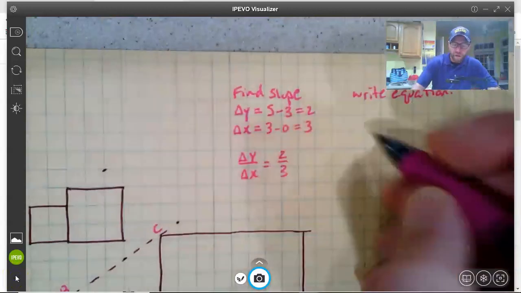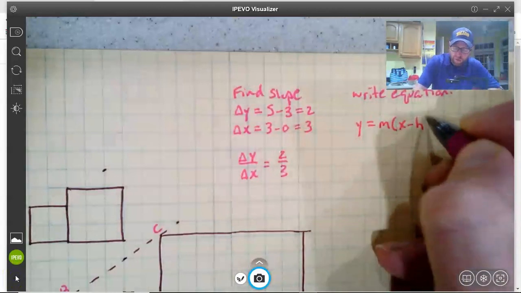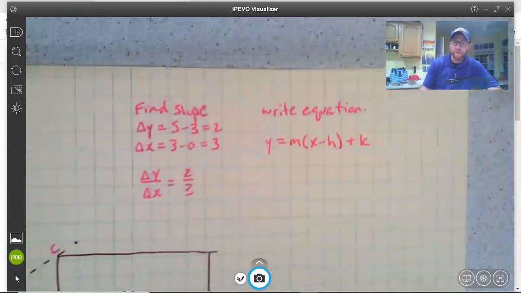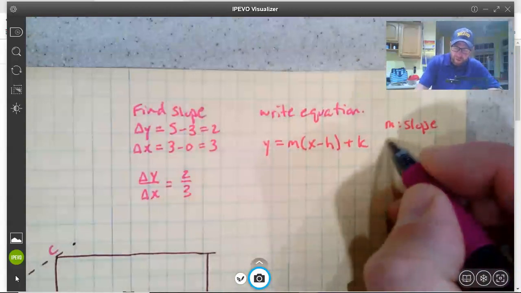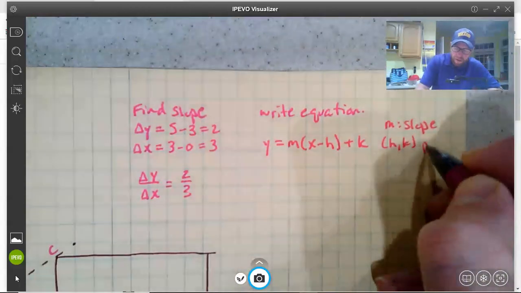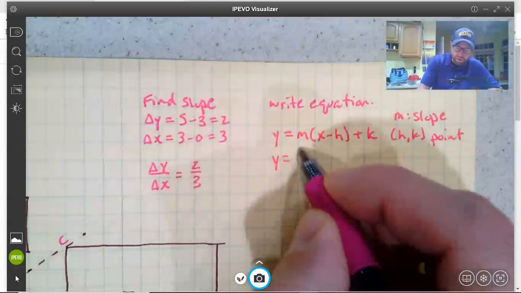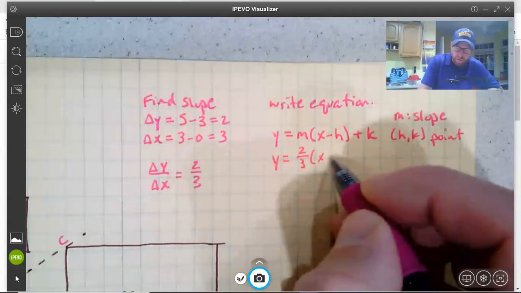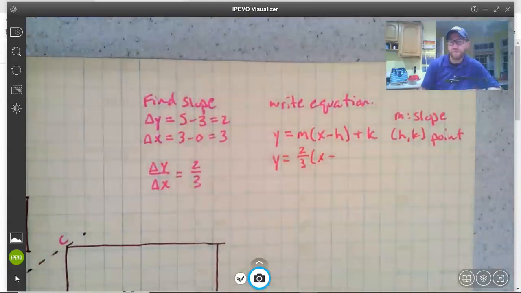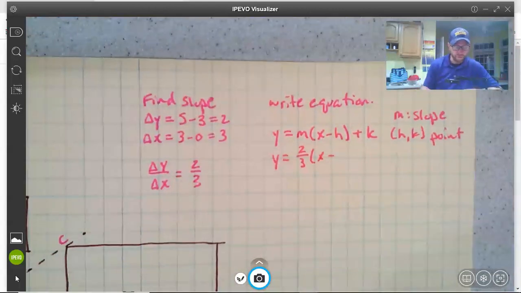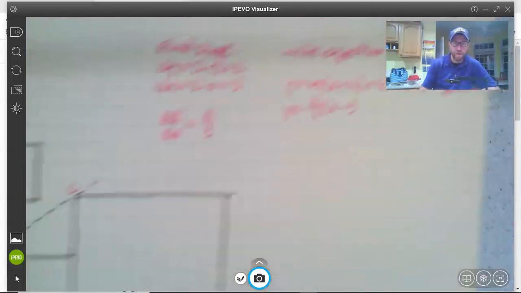All right, so that was y equals m(x minus h) plus k, and as a reminder, m is slope and (h, k) is our point. So let's just go fill it in. Y equals, our slope is 2/3, times x minus... I'm going to pick the easy point. So I could have just done slope intercept form because I have the intercept, because that would have been easier. All right, so we're going to pick this point down here, (0, 3).